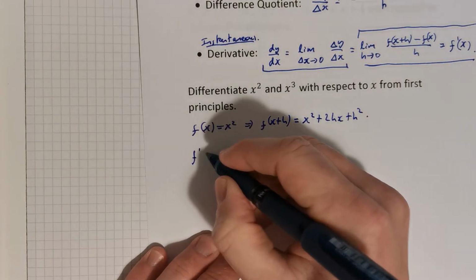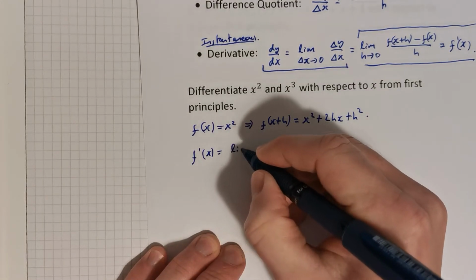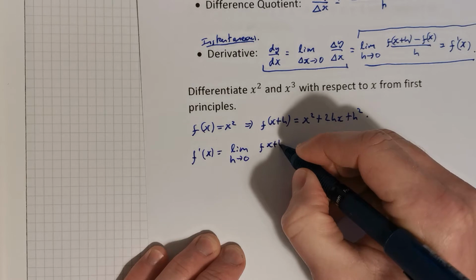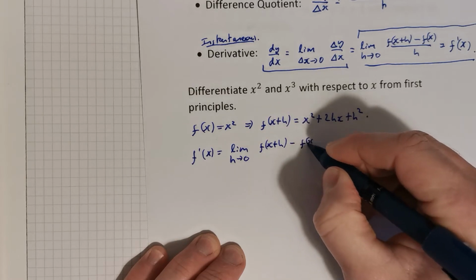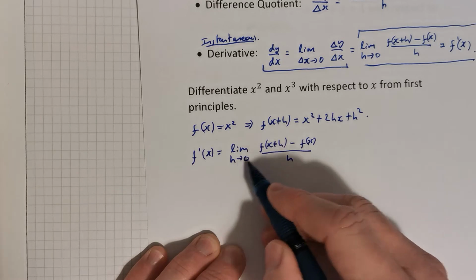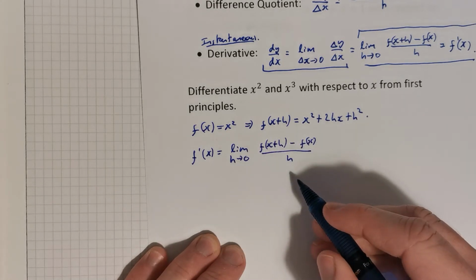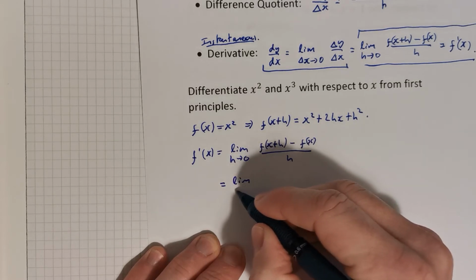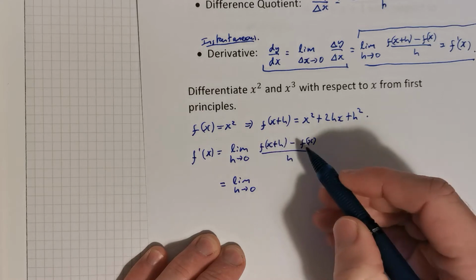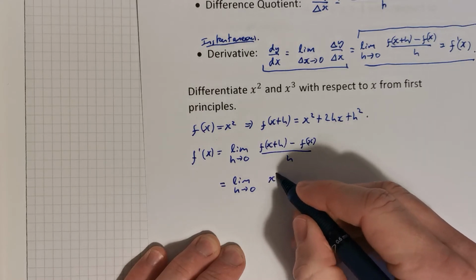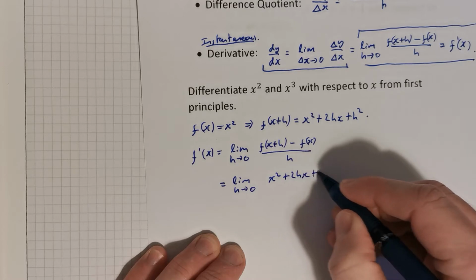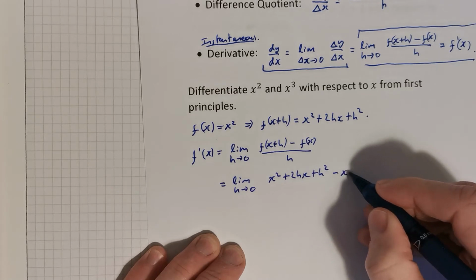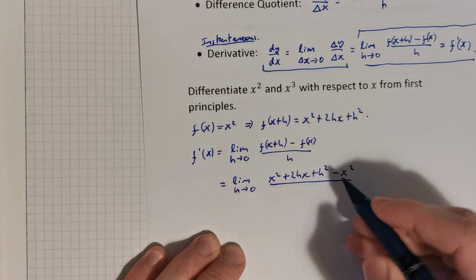So the derivative f prime of x is the limit as h tends towards 0. Let me just rewrite the definition here of f of x plus h, subtract f of x, all over h. It's the limit as h tends to 0 of the difference quotient. In this case, it's going to be the limit as h tends to 0. f of x plus h in this case is x squared plus 2hx plus h squared, subtract f of x. Well, f of x is x squared, all over h.